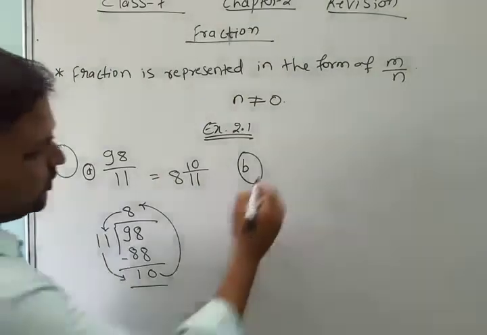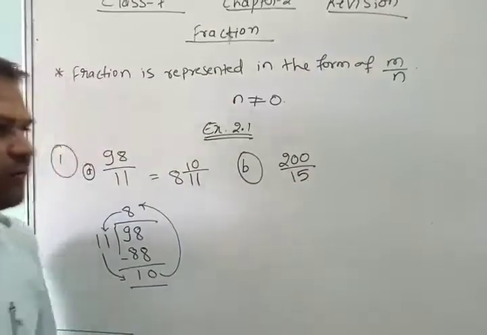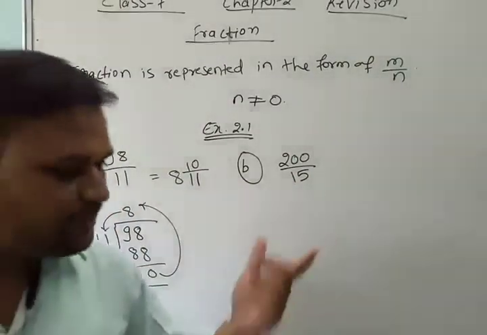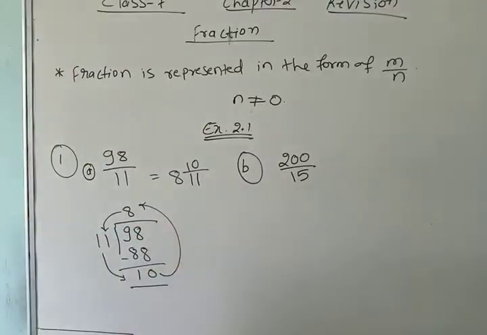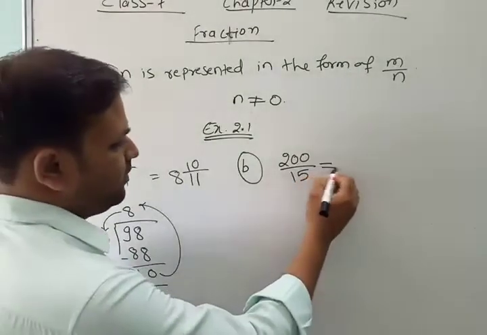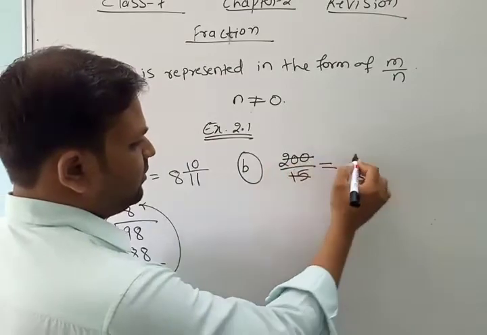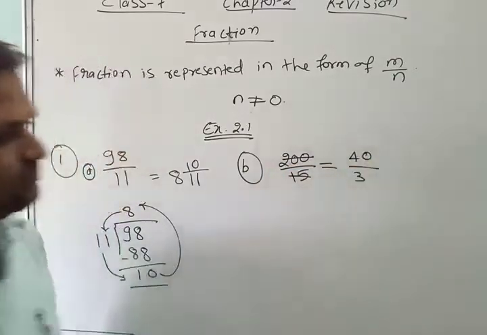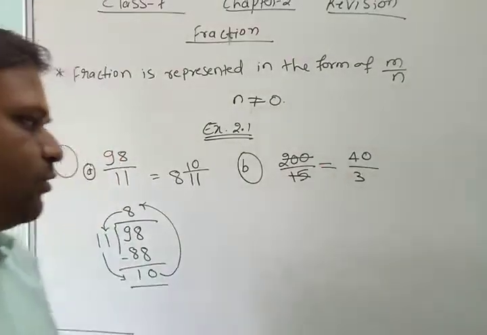200 upon 15. Firstly, convert the number into its simplest form, then represent it as a mixed fraction. How to convert it into the simplest form? 200 upon 15, both are divisible by 5. So firstly, divide by 5. 5 3s are 15, and 5 40s are 200. So its simplest form is 40 upon 3.